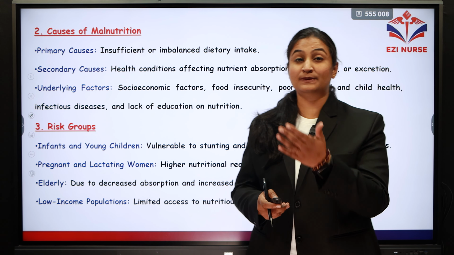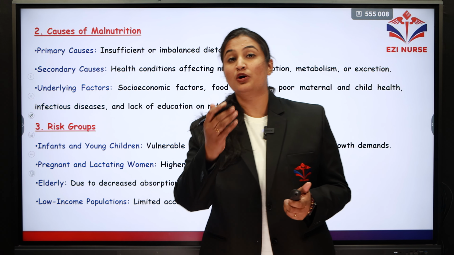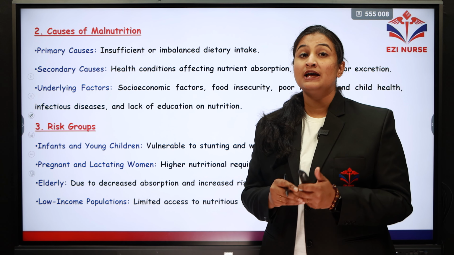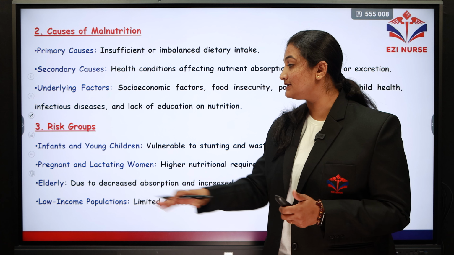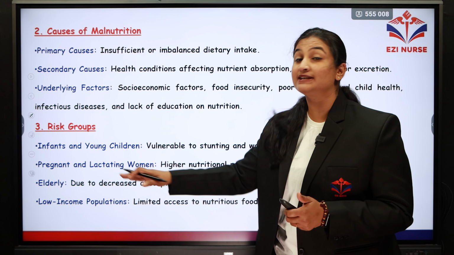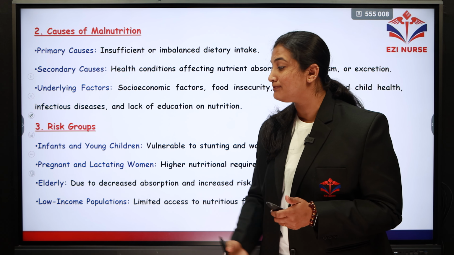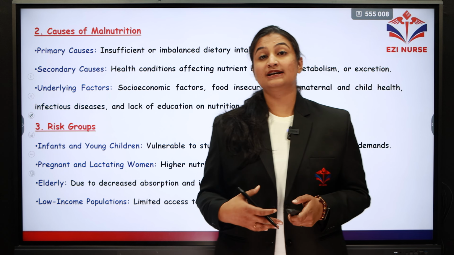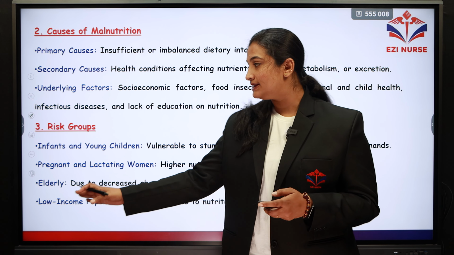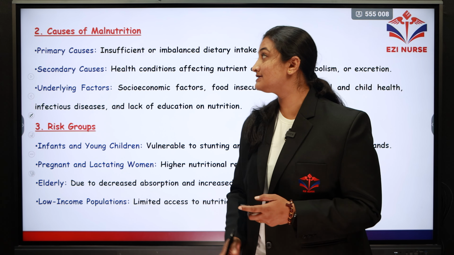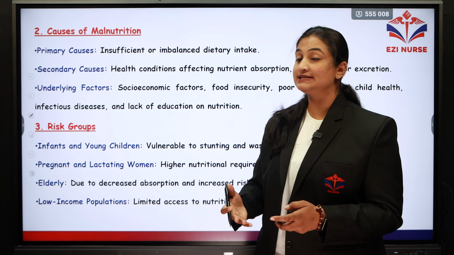So here you can write in a mind map format and show them what the causes of malnutrition are, what the risk groups are, who all are getting affected. So the infants, young children, pregnant and lactating mothers, elderly people, and those who have low income. Whenever people are not able to afford these things, they are also in the risk group. What are the causes? Why is it happening?